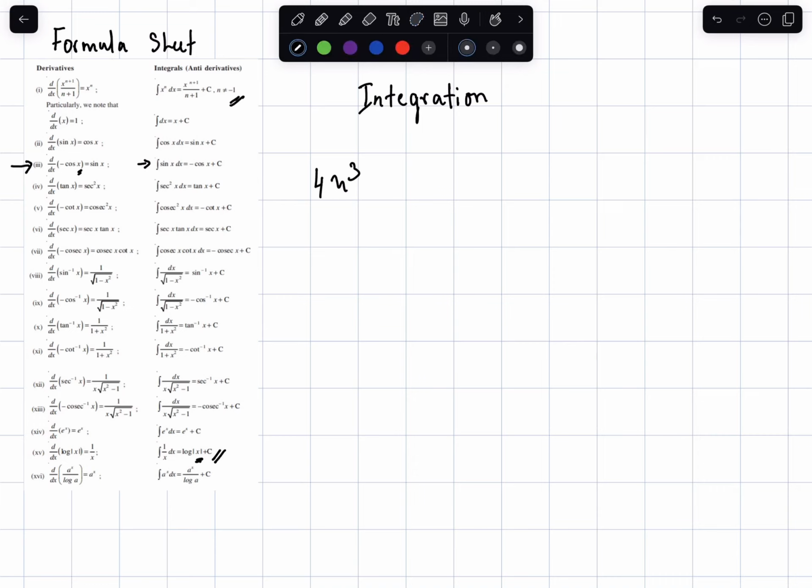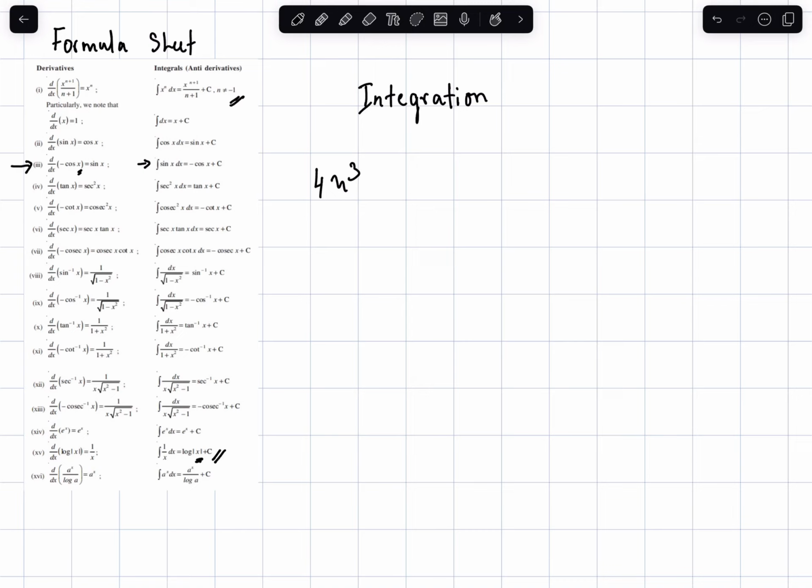Is this a good example? Let me think. Yep. The power is increased. Yep. So if I integrate something, I'm sorry, I was just a bit confused there. If I integrate x to the power n, all you have to do is increase the power by 1 and divide it by n plus 1. Very simple, as long as n is not equal to minus 1. We know this rule is very simple.